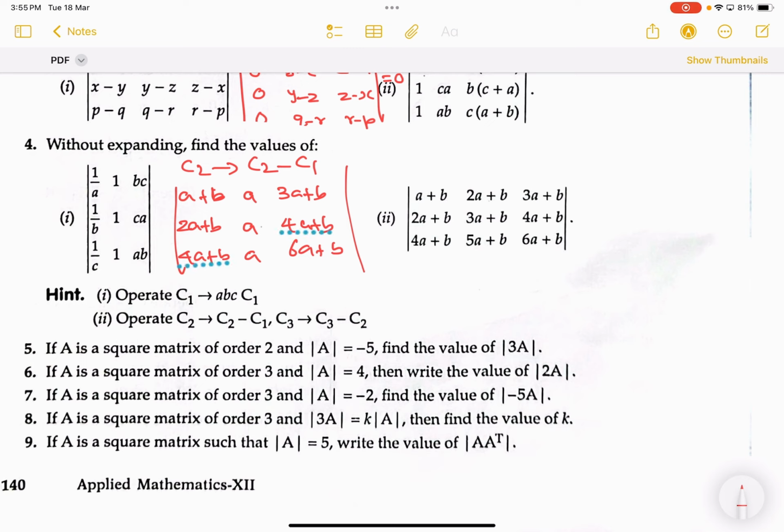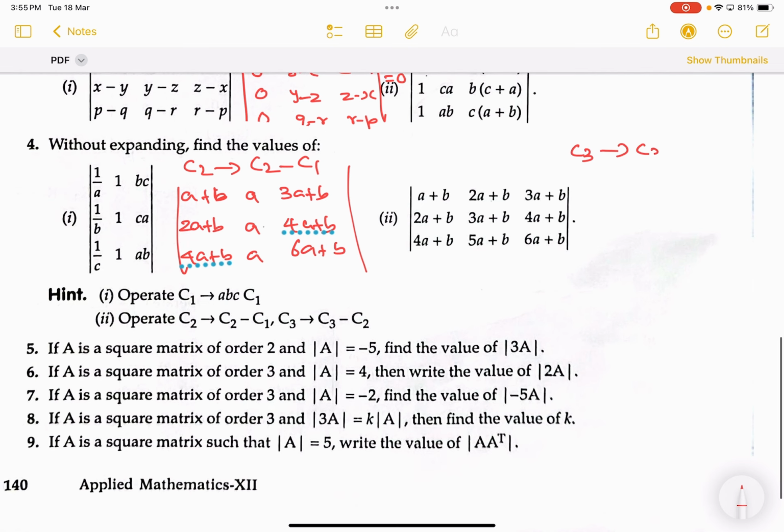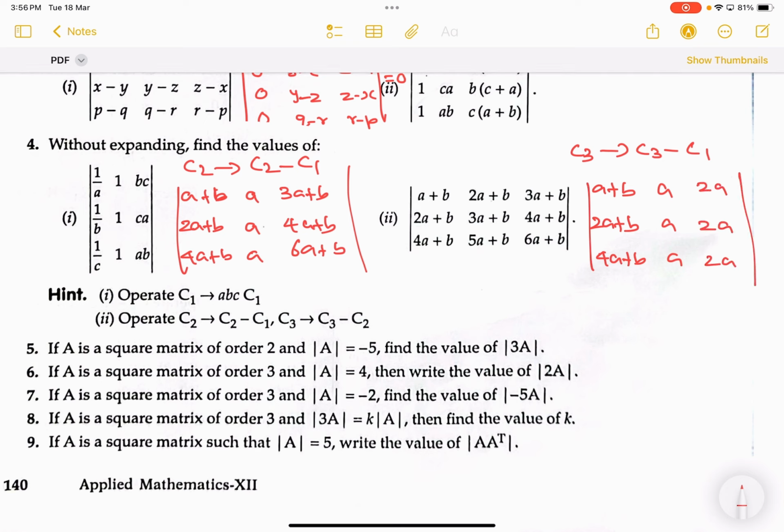Then you can do C3 minus C1, C3 replaced with C3 minus C1. What will happen? It will become 2A, 2A, 2A. So again multiples. One row is a multiple of another row, so it will become 0. Either identical or multiples, it will become 0.